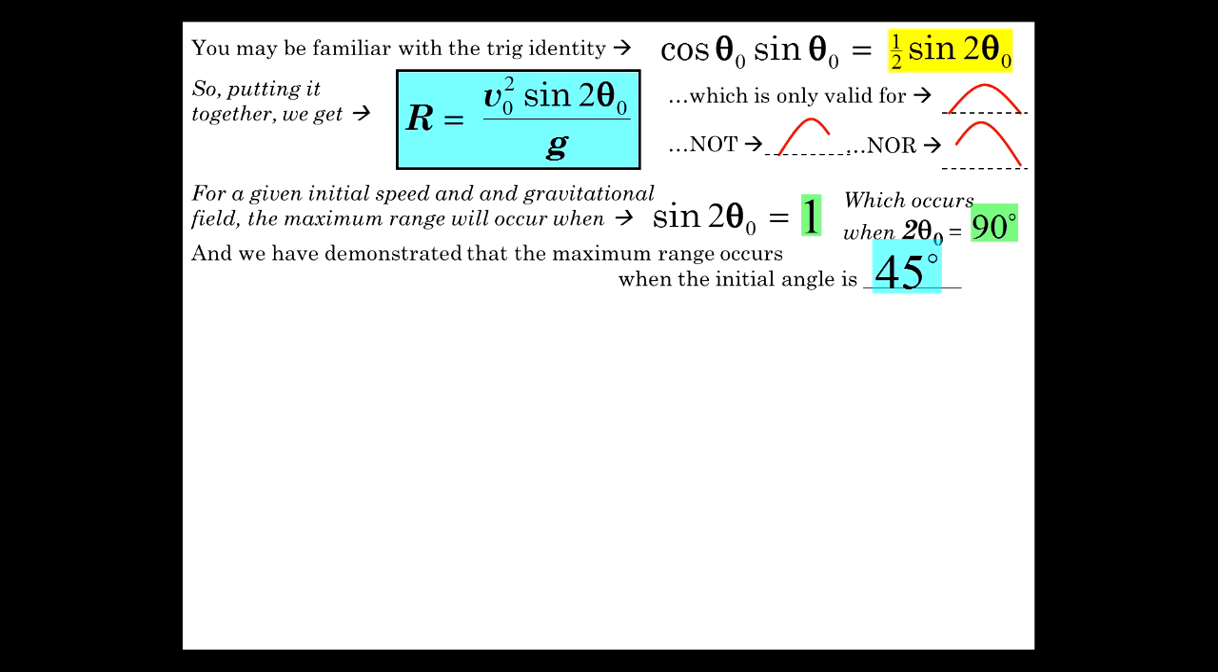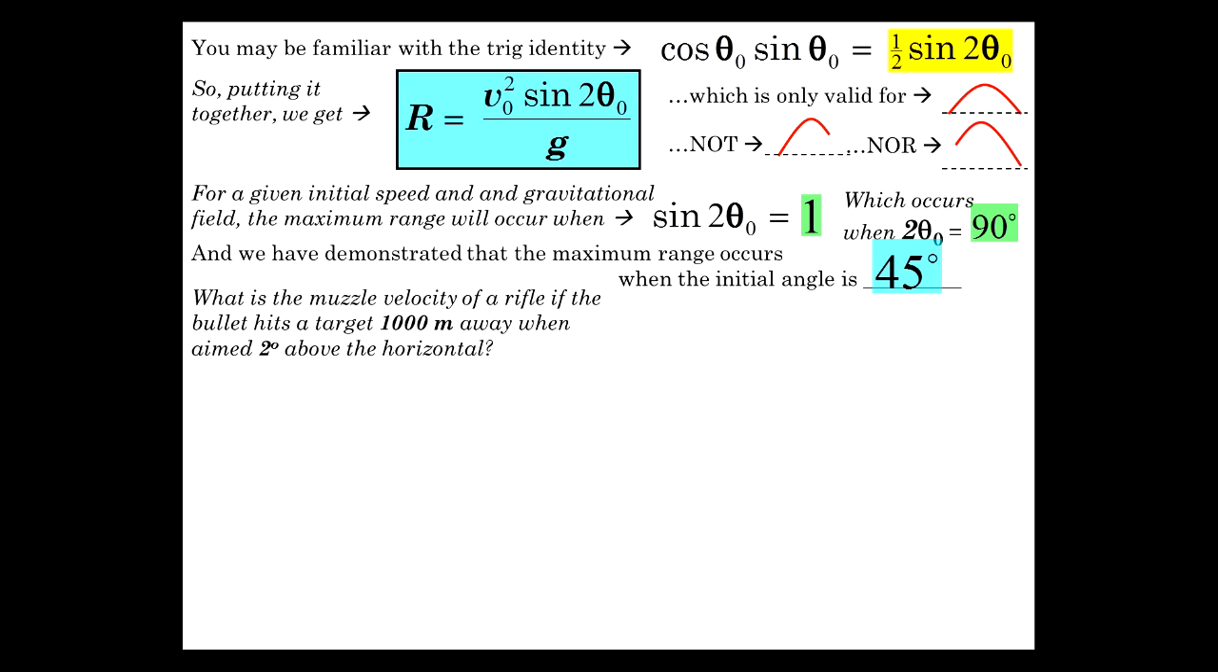So let's anyway do an example problem now. What's the muzzle velocity of a rifle if the bullet hits a target 1,000 meters away when it's only launched 2 degrees above the horizontal? So how fast do you have to launch it? 2 degrees, hits the target 1,000 meters away. Well, you could do that without this equation, but it takes some head scratching.